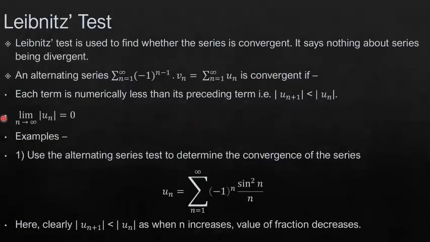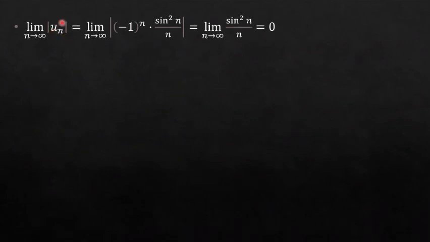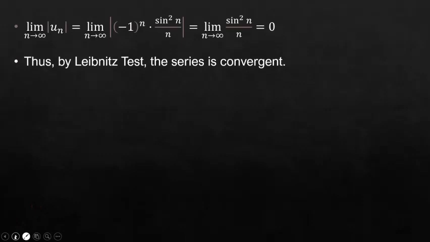Now next is to check whether limit n tending to infinity of un is 0 or not. So limit n tending to infinity of mod of un is equal to limit n tending to infinity of minus 1 to the power n into sine square n by n. As I told you, when we apply modulus on this function, the sign term will be removed and we will be only left with this term. If we take the limit n tending to infinity of sine square n by n, it is a known identity that it will be 0. So both the conditions of Leibniz test are satisfied, and thus we can conclude that the series is convergent. This was the first example.